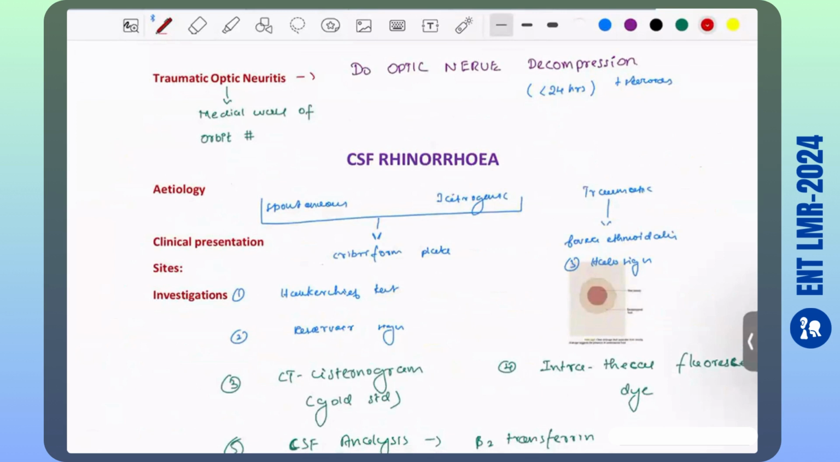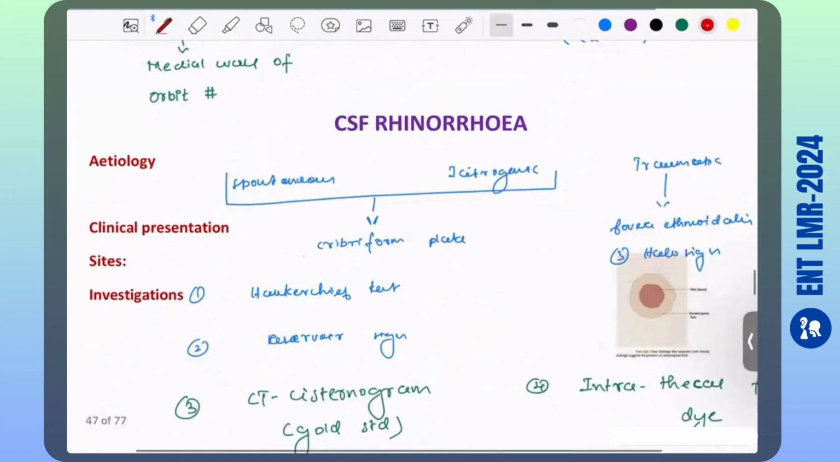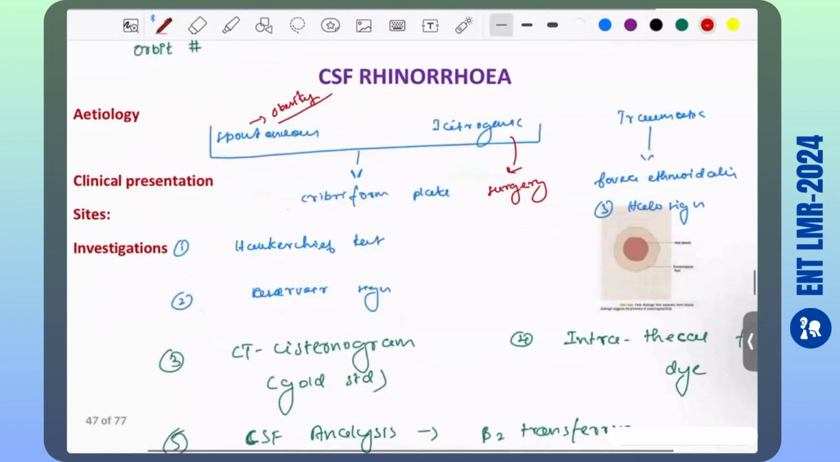The last topic in nose is CSF rhinorrhea. It's a very important topic. They have asked a lot of questions from this. So CSF rhinorrhea can be spontaneous, iatrogenic or traumatic. Spontaneous means due to obesity. Spontaneous means an obese patient can have CSF rhinorrhea. Iatrogenic is due to surgery. Traumatic is due to some trauma.